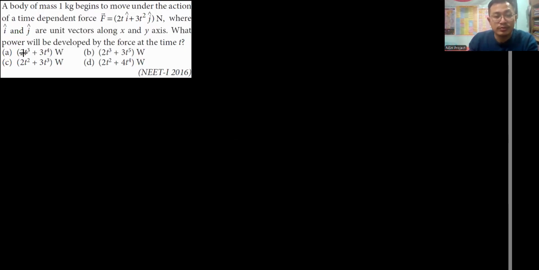Okay, see the 2016 question: a body of mass 1 kg begins to move under the action of a time dependent force, F equals 2t i cap plus 3t square j cap, where i and j are unit vectors. What power will be developed by the force at time t? Given mass and force, we find acceleration, then velocity, then multiply by force.